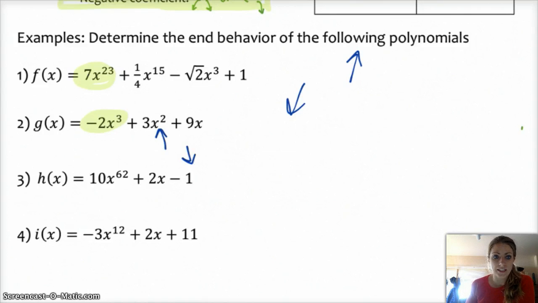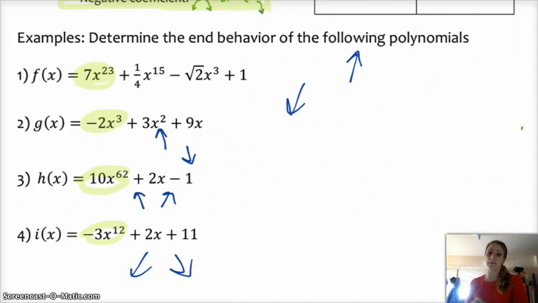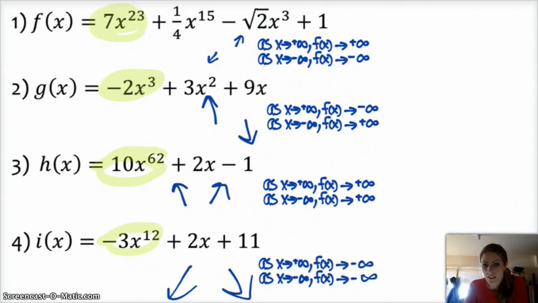H of x is an even degree and positive. So that one's going to look like this, up and up. And the last one is even but negative, so we go down and down. And I'm also going to write the algebraic notation in there just so you get practice with that. All right, so go ahead, check your answers for these. And then let's move on to the next page.